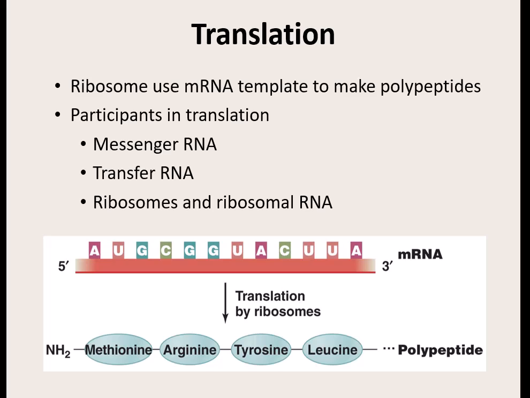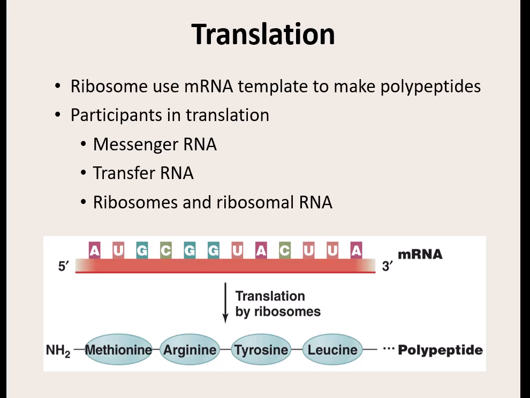Our participants in translation: we have our messenger RNA. We have ribosomes, because if you remember, what is the function of a ribosome? Make what? Proteins. In translation, ribosomes are the location of where all of this is going to happen. Just like transcription happens in the nucleus, translation is happening in the ribosomes. It's meant to make proteins. And you have another molecule called transfer RNA. Messenger RNA carries the actual message itself, but transfer RNA is going to help bring in the correct amino acids.